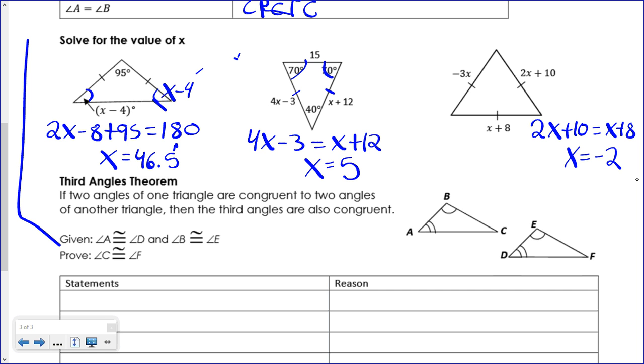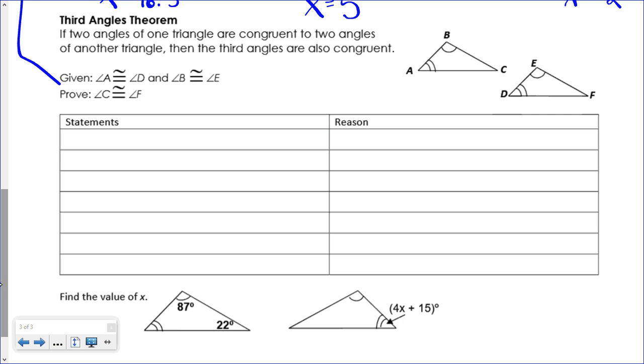All right. Proofs. Next proof. This is called the third angle theorem. It basically says that if you have two triangles, and you have two angles that are congruent here, and the corresponding angles are congruent here, I can also say that the third angles are congruent here. Seems like common sense, so we're going to use a proof to show that. So how would I start?